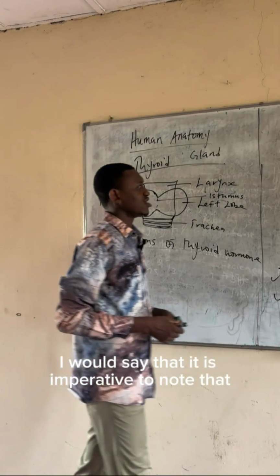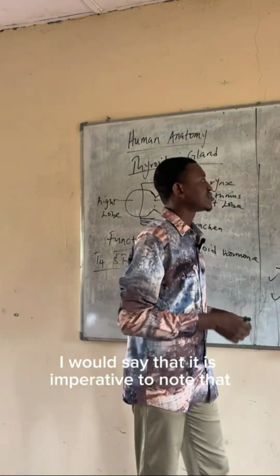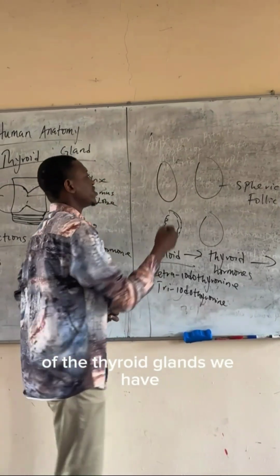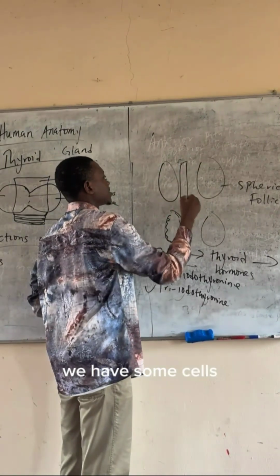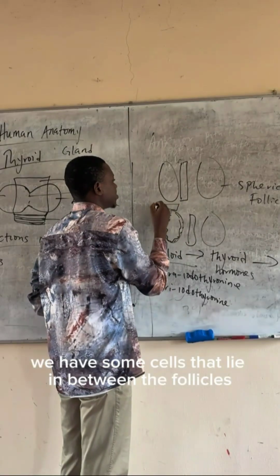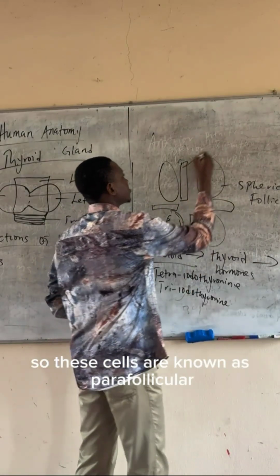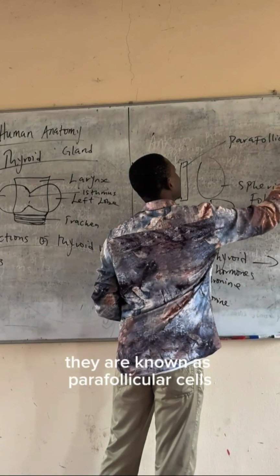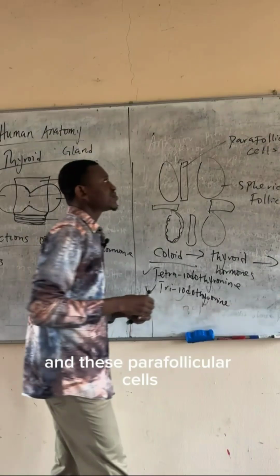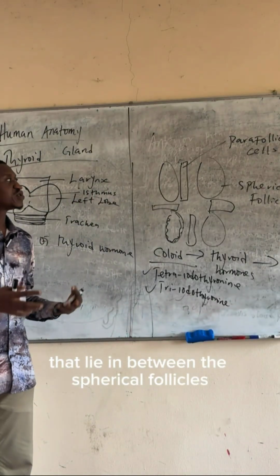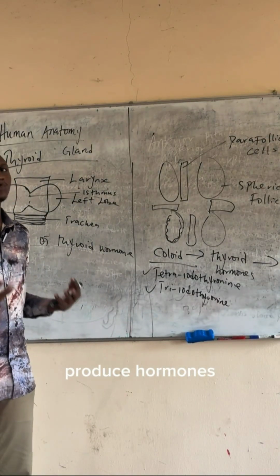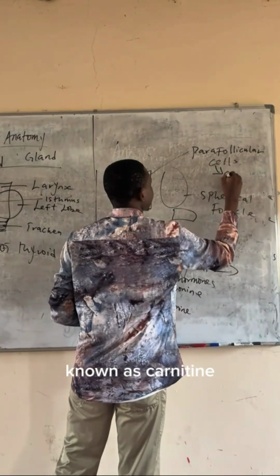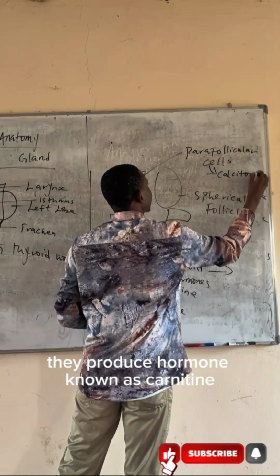It is imperative to note that lying between the spherical follicles of the thyroid gland, we have some cells known as parafollicular cells. These parafollicular cells that lie in between the spherical follicles produce a hormone known as calcitonin.